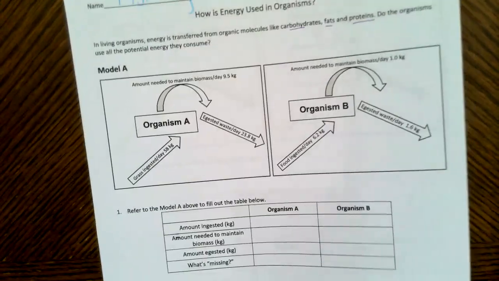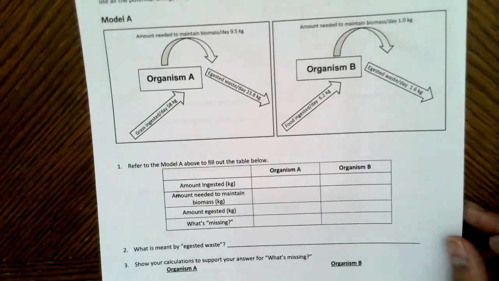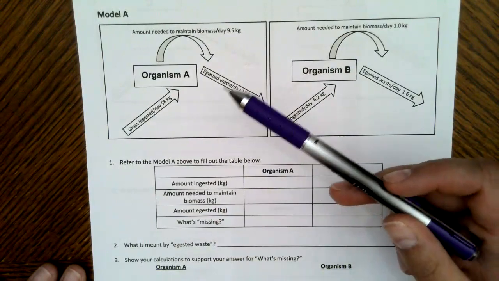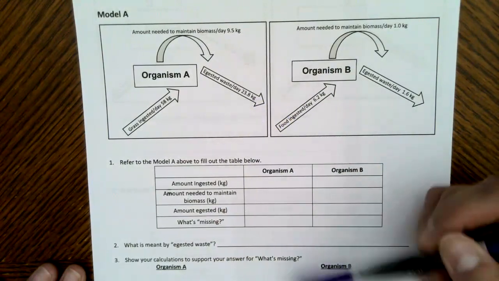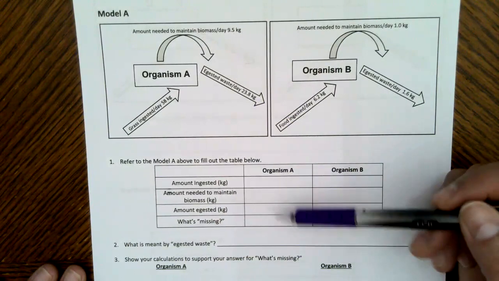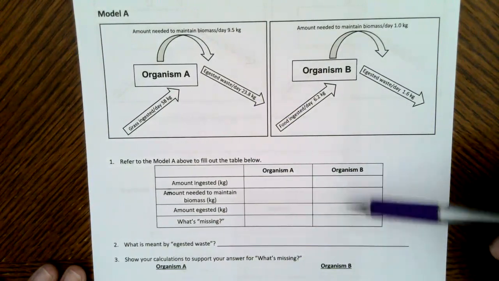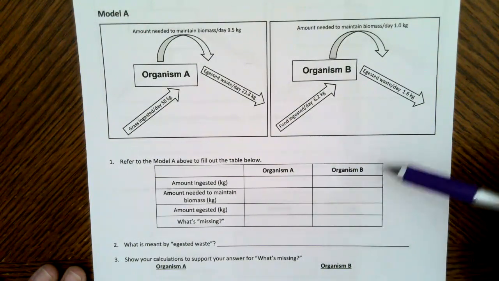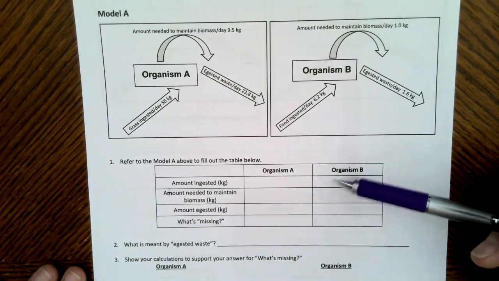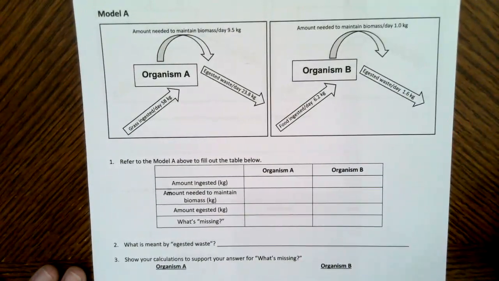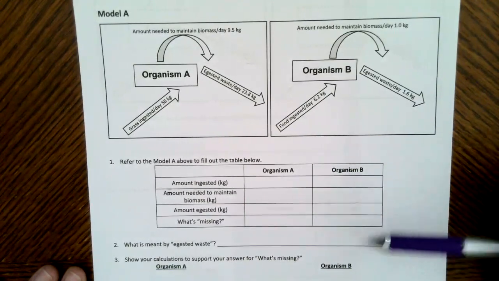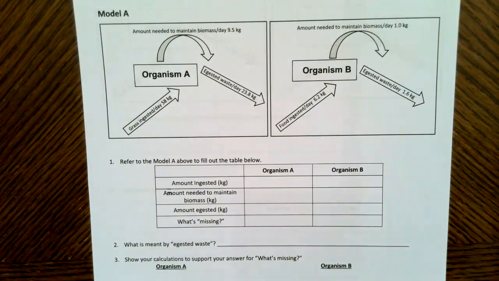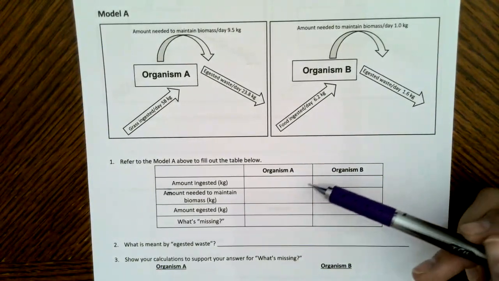So let's talk about model A. Here we have organism A and organism B. I'm going to go through organism A with you and maybe answer a couple of questions down here. Then you should be going through organism B. As I complete organism A, make sure you pause the video and complete organism B, okay? Because to complete this entire assignment, you are going to require both pieces of information to figure it out. So let's get to organism A.